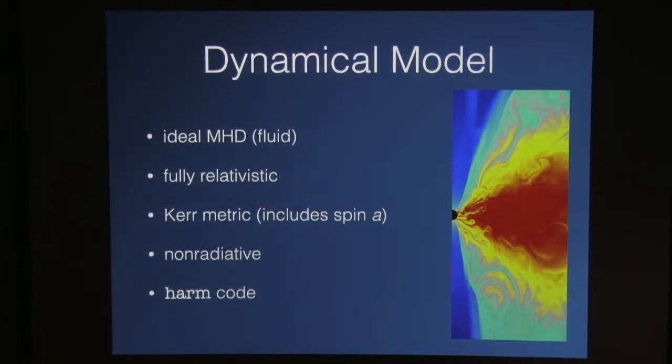Our models are fully relativistic, so we make no assumptions, we make no expansions in v over c, and we use a Kerr metric to describe the gravitational potential, which includes the possibility of black hole spin. Most of the models I'm going to show you are non-radiative. So the galactic center is in this regime, whose study was pioneered by Ramesh, where the cooling time of a parcel of gas vastly exceeds the time required for it to accrete onto the black hole.